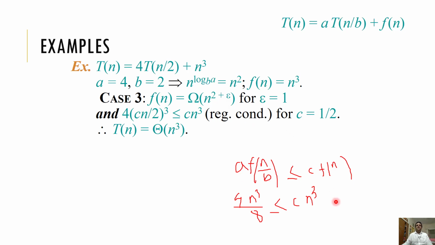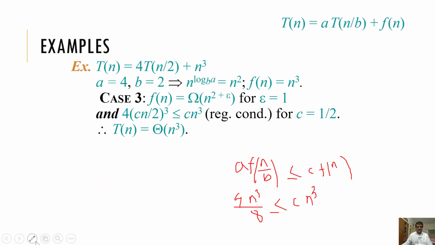So this comes under case 3, where fn is the dominating cost. So the solution will be Tn is equal to big theta of fn. Fn is n cube. So this is the solution, and this is case 3 of the master method. Okay.